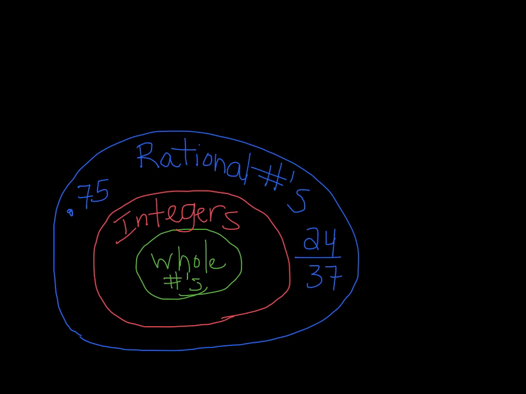So for example, not all rational numbers are integers, because as soon as I start talking about a decimal or a fraction, that's not an integer. Not all rational numbers are whole numbers either. Okay, because again, as soon as I start talking about a decimal or a fraction or a negative number, that's not a whole number.